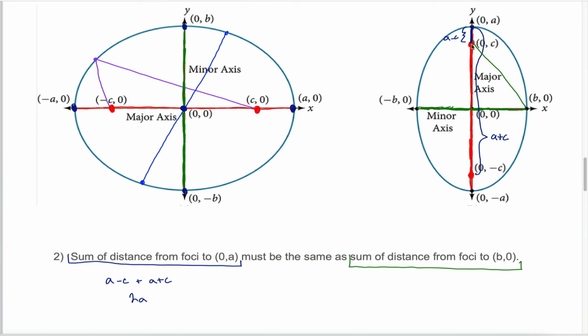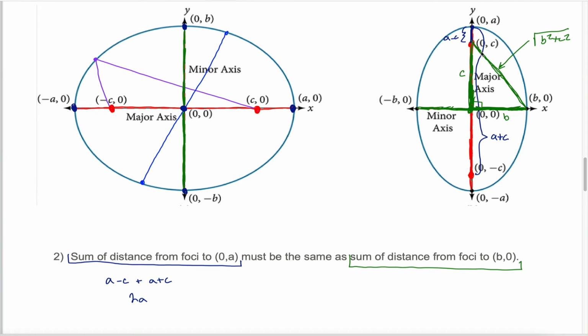It's a little hard to see with all my chicken scratch in here, but maybe you can see a right triangle where the vertices of that right triangle are the vertex at B0 that I'm interested in, the focus at 0C that I'm interested in, and the center of the ellipse at 0, 0. The length of this leg, the distance from the center to this focus, is just C. The length of this leg, the distance from the center to this vertex, is just B. I don't know the length of the diagonal, but I can use the Pythagorean theorem to figure it out because this is a right triangle. This squared plus this squared must be equal to this squared, so this must be equal to the square root of B squared plus C squared.